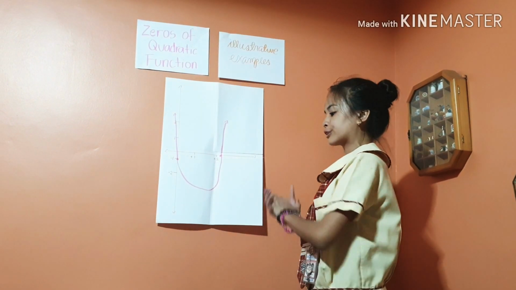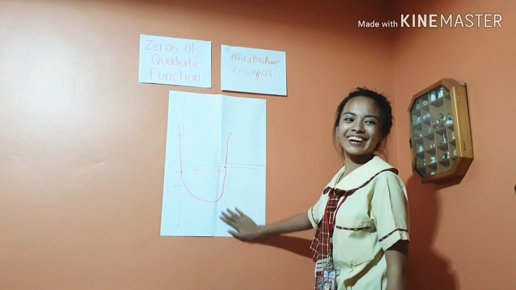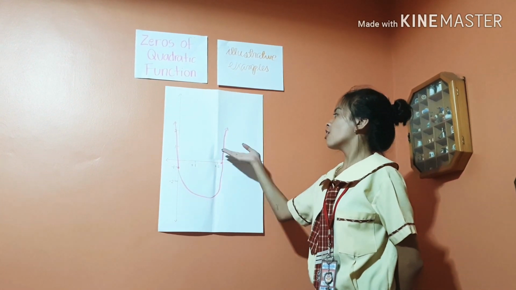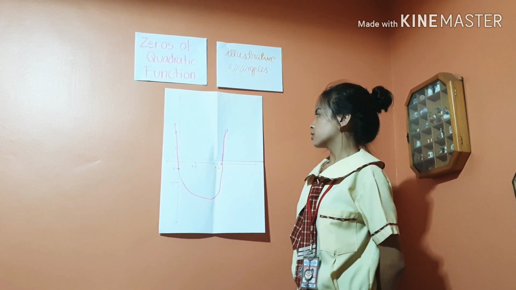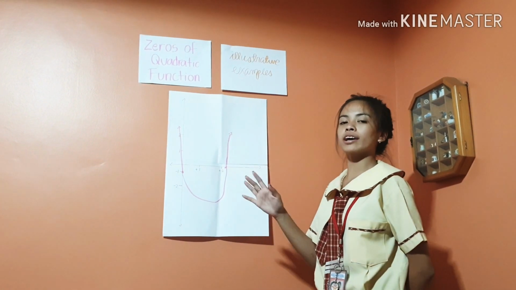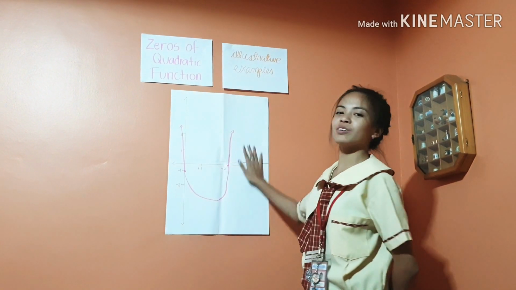So the results, 5 over 2 and negative 1, are plotted into the Cartesian plane. So here is the negative 1 and here is the 5 over 2. And because the a is greater than 0 in the equation y equals 2x squared, where 2 is the a, the opening of the parabola is upward.